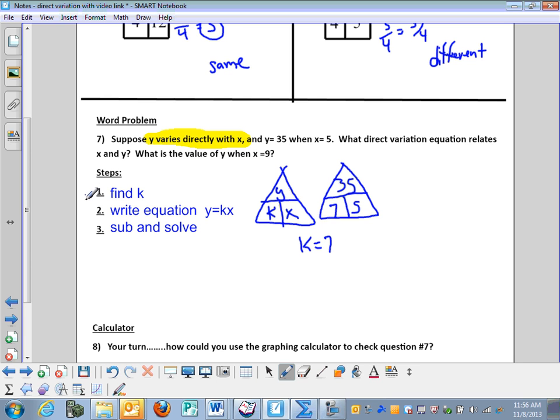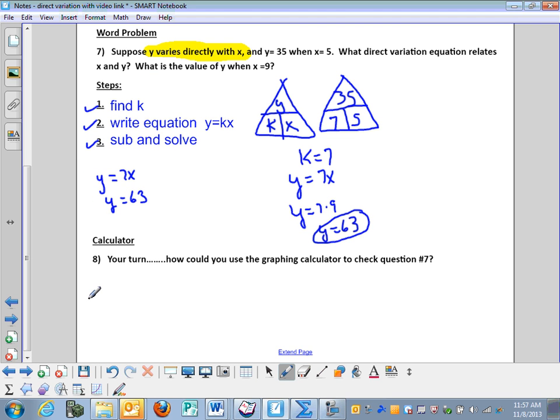So that's step 1. Step 2, I'm going to write an equation in the form y equals kx. Well, that's easy since I have k. y equals 7x. Step 3, I'm going to substitute and solve. So I go back and see what they're asking. What direct variation equation relates x and y? Well, this is that answer there, y equals 7x. What is the value of y when x is 9? So I'm just going to substitute 9 in for x, and y is going to equal 63. So my answers here, the equation would be y equals 7x, and y is equal to 63.